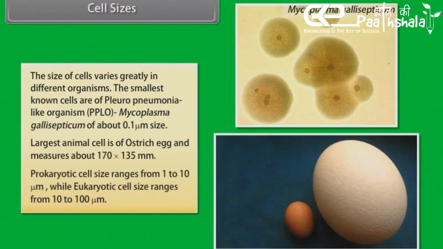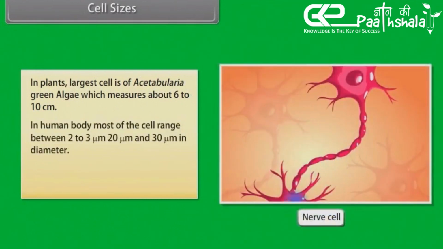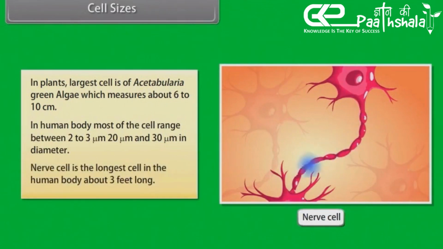Prokaryotic cell size ranges from 1 to 10 micrometer, while eukaryotic cell size ranges from 10 to 100 micrometer. In plants, the largest cell is of Acetabularia, a green alga, which measures about 6 to 10 centimeter. In the human body, most cells range between 2 to 3 micrometer, 20 micrometer and 30 micrometer in diameter. The nerve cell is the longest cell in the human body, about 3 feet long.